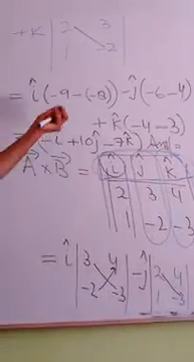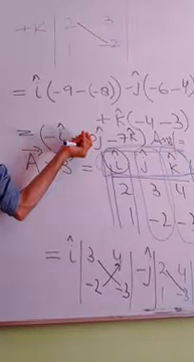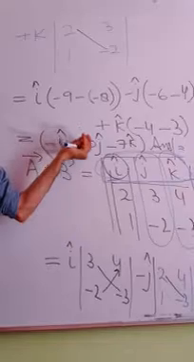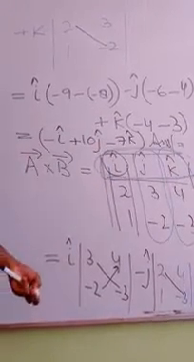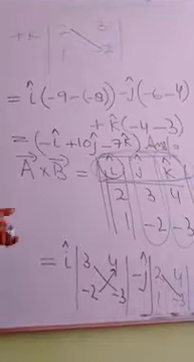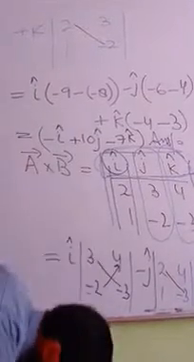So when we take the cross product of two vectors, it again comes out to be a vector. Therefore, we can say the cross product is also known as the vector product of two vectors. Clear? Did you understand this? Now we will generalize this result.